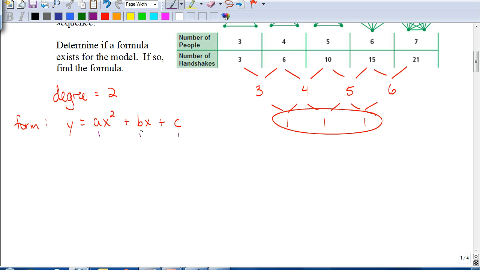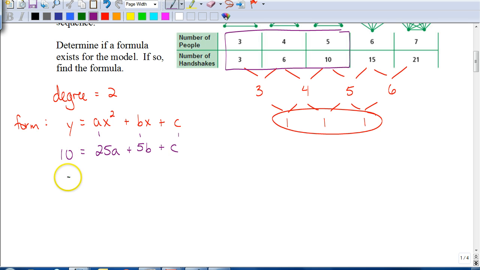Since there are 3 different numbers I'm trying to find, I'm going to use 3 consecutive pieces from our table. So here's the way we're going to start. We're going to start by using the largest number on the right, because here's what this means. When I put 5 in this equation for x, it results in giving me 10 as my answer for y. So I'm going to put 5 in for x: 5 squared is 25, times a, plus 5b plus c, because a, b, and c would be some numbers that end up giving me 10 as my answer.